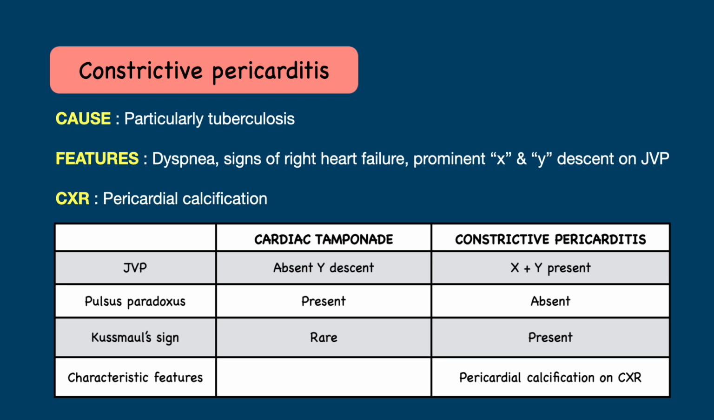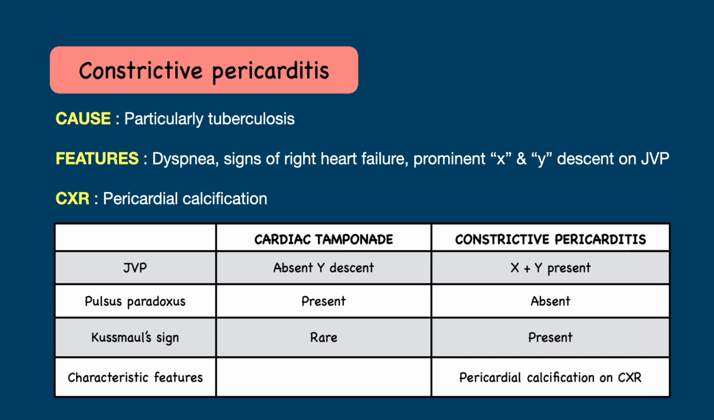Let's talk about constrictive pericarditis in particular. It can be caused by any viral infections or bacterial infections, as we have explained earlier on. However, the commonest one would be tuberculosis. Features include dyspnea, right heart failure, where you might appreciate elevated JVP, ascites, edema, and hepatomegaly.